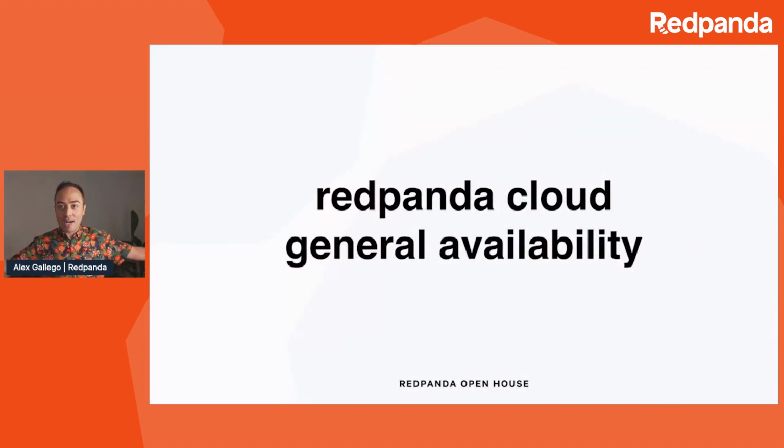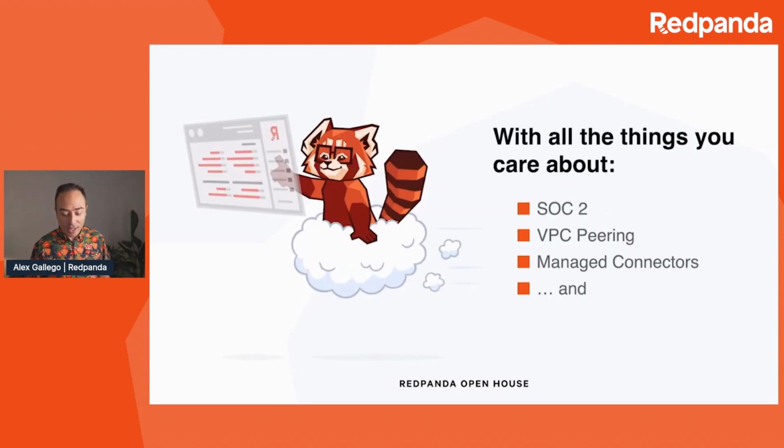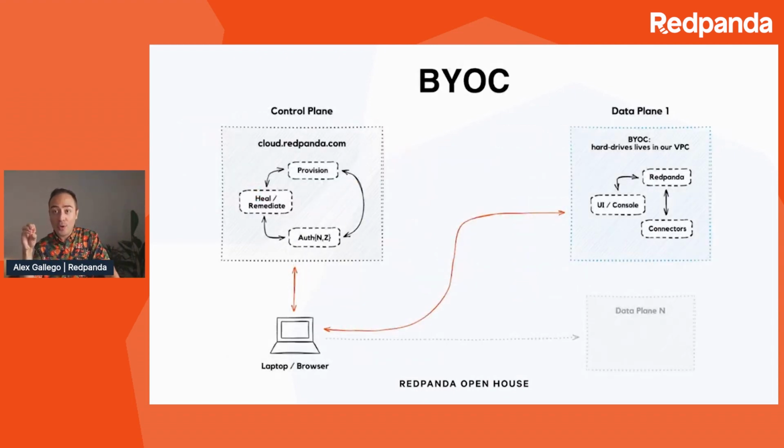And with that, perhaps the proudest moment in the life of this company, I'm here to announce that Redpanda Cloud is generally available today. It has all the things you actually care about, like SOC 2 compliance, VPC peering, and managed connectors. Most meaningful for those of us who care about data sovereignty and data privacy, we allow you to keep your data in your local hard drives while the control plane is run by us.